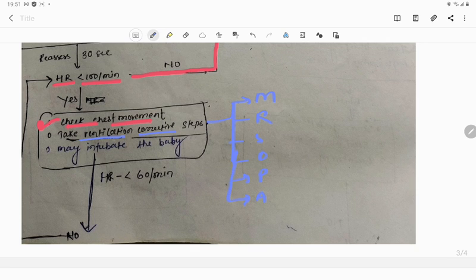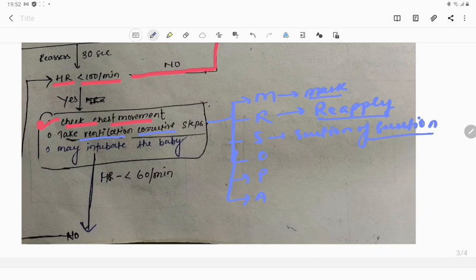What is this MRSOPA? M is to see if the mask is properly applied or not. The bag and mask ventilation mask is properly applied or not. If it is not applied, reapply, right? Reapply the mask. S stands for suction, suction of secretion.